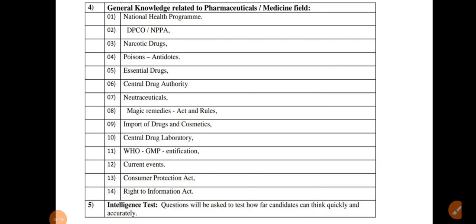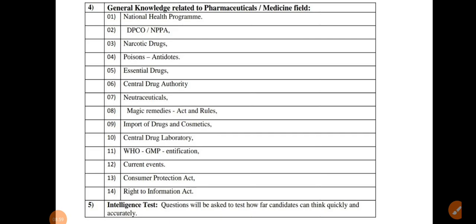And the last one is general knowledge related to the pharmaceutical and medicine field. That is the National Health Program, DPCO, then NPPA, Drug Price Control Order, narcotic drugs, poison and their antidotes. Again, this is from your pharmacology, very important. Then essential drugs, that is the essential medicine list. Then Central Drug Authorities, nutraceuticals, Magic Remedies Act and rules, import of drugs and cosmetics, CDL, WHO GMP identification, current events, Consumer Protection Act, and Right to Information Act. And what is the fifth one? That is the intelligence test.